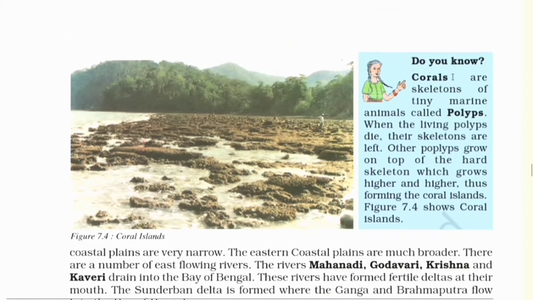Do you know corals are skeletons of teeny marine animals called polyps? When the living polyps die, their skeletons are left. Other polyps grow on top of the hard skeleton, which grows higher and higher, thus forming the coral islands.